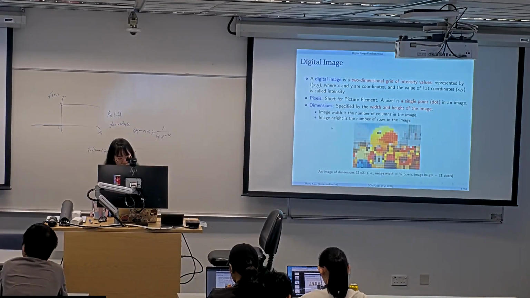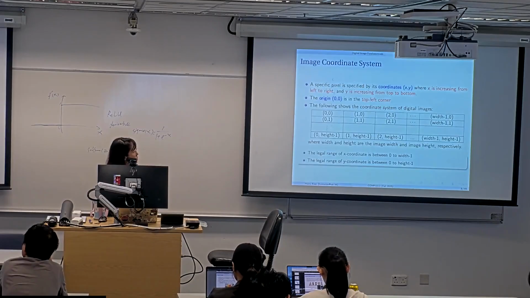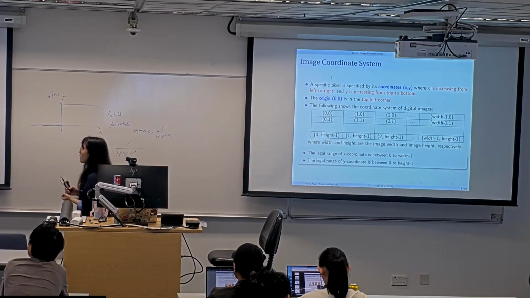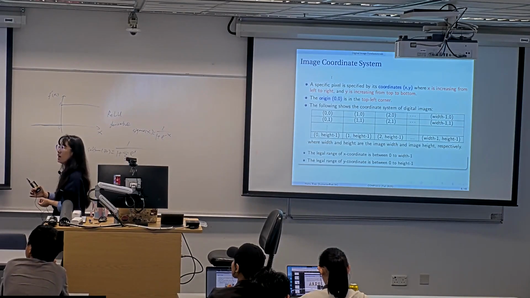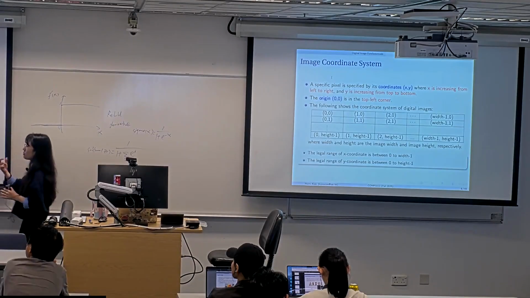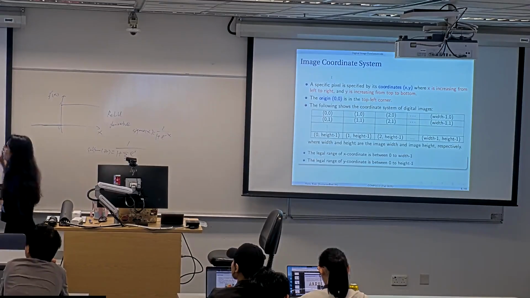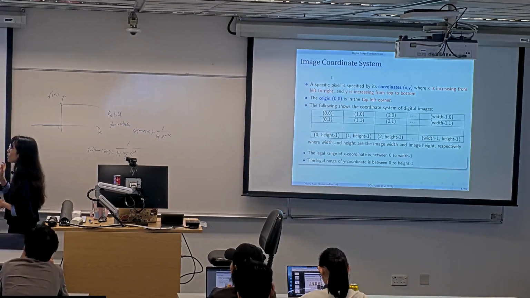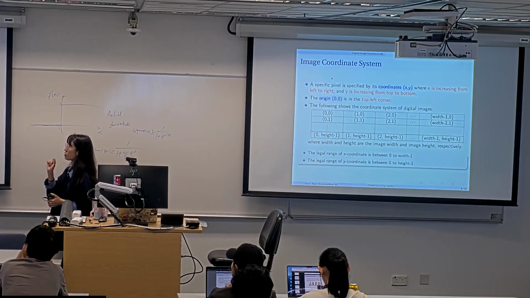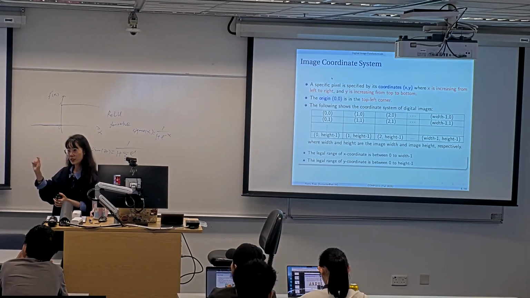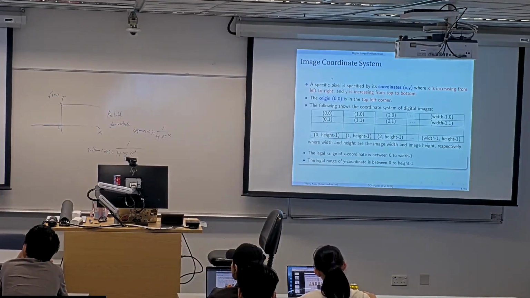And we can further look into the coordinate system of the digital image. A specific pixel in an image is defined by its coordinates x, y. Note that it's a little different from the Euclidean space coordinate system, because in the image coordinate system, x increases from left to right, but y increases from top to bottom. So the origin 0, 0 is at the top left corner. This is quite different from the Euclidean space coordinate system, where the origin 0, 0 is here. So this is the coordinate system.